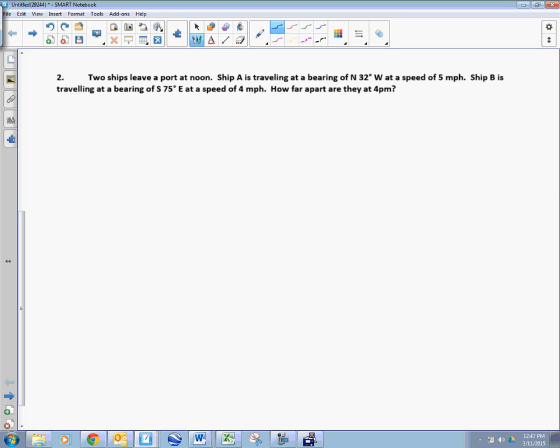We'll get right back to it. Okay, all right. So this is a great example. I love this kind of problem because it's similar to some things we've done before. It just involves bearings and the law of cosines.